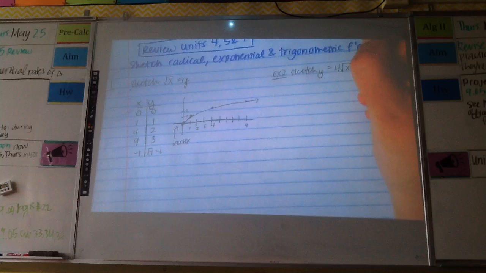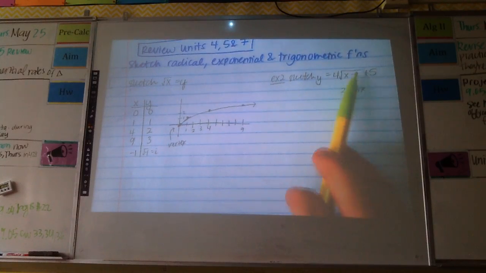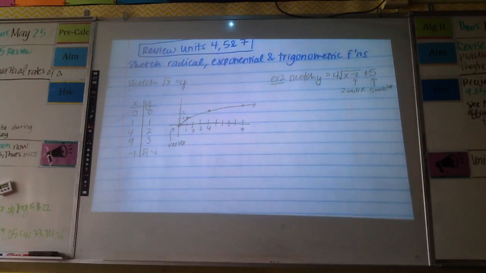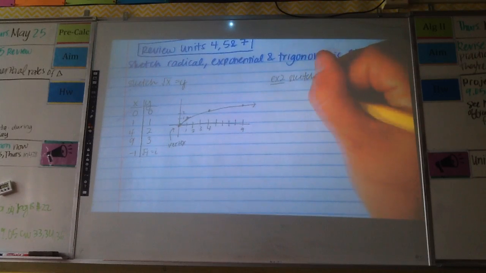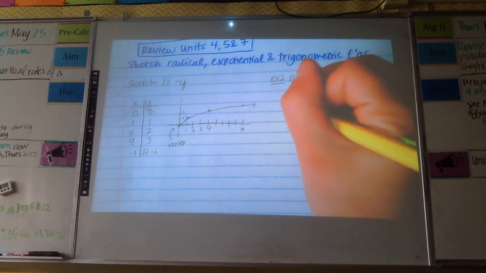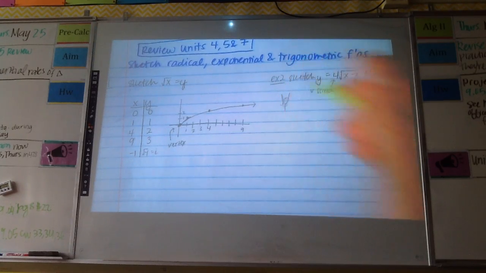But the 2 is going to move the function 2 units to the right. What? I thought it'd be to the left because it's minus. Nope. Keep in mind, right and left is the opposite of what you would expect, but up and down is exactly what you expect. So it's going to move these 5 units up. And then the 4 causes a vertical stretch. Think about when you stretch your arms up. Stretching your arms makes you taller and skinnier, so it's going to be taller and skinnier.